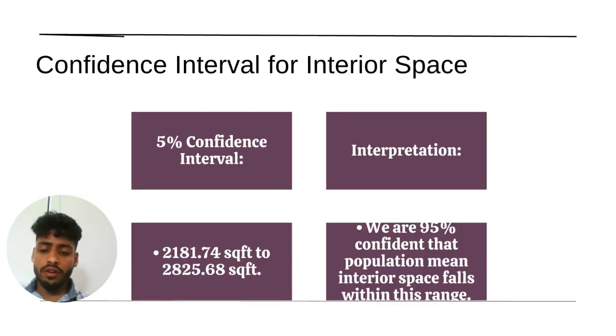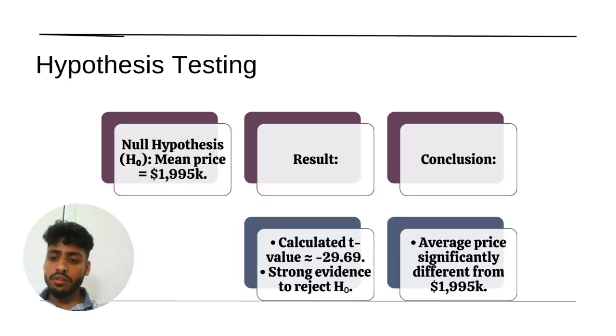Confidence interval for interior space. For the interior space, the 95% confidence interval ranged from about 2,182 to 2,826 square feet. This helps estimate the average interior space for the full property market with good confidence.